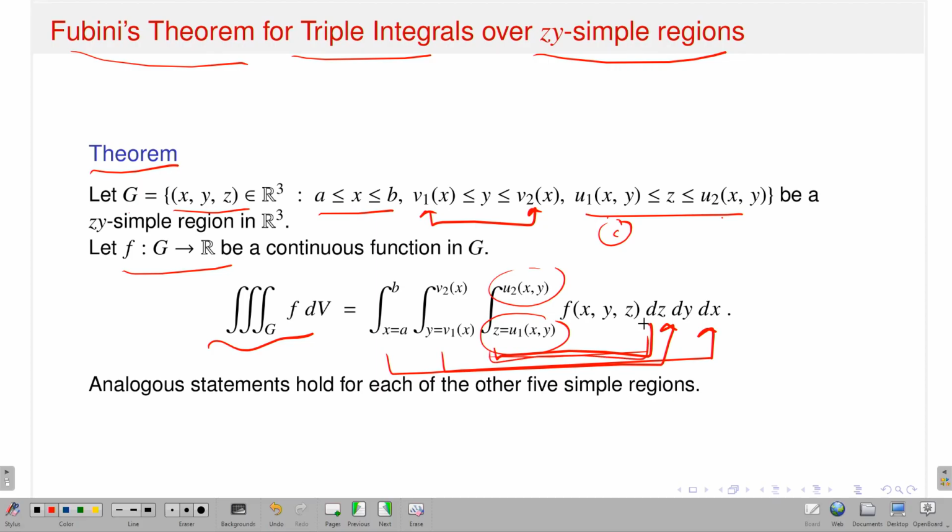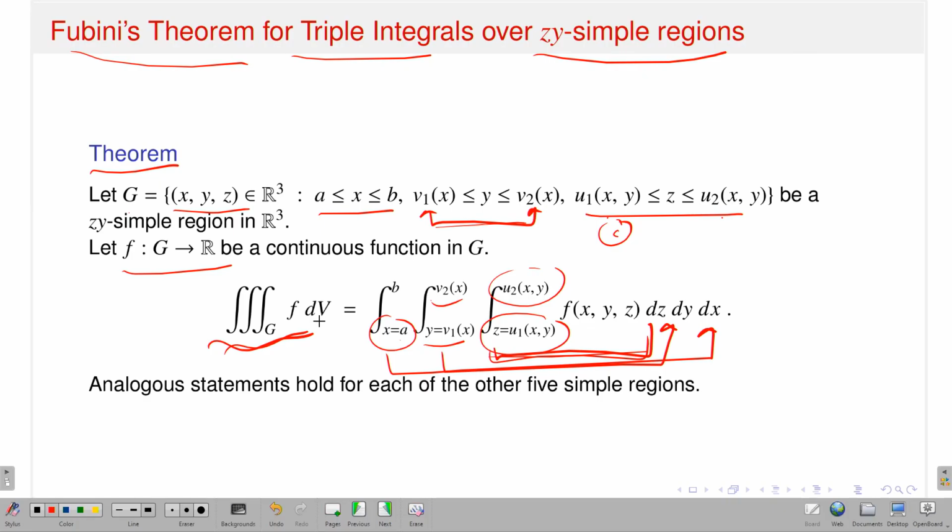It will give you a function of x and y, and again since y varies from a function of x to a function of x, once I have a function of x and y by performing the integral with respect to z, I have to perform the integration with respect to y, because the lower limit is v1(x) and the upper limit is v2(x). Then it will give you a function of x. And now if you perform the integral at the end with respect to x, where x varies from a to b, it will give you a number. Therefore the triple integral will have the appropriate meaning. So that means if I have a zy simple region, you know how the variables vary.